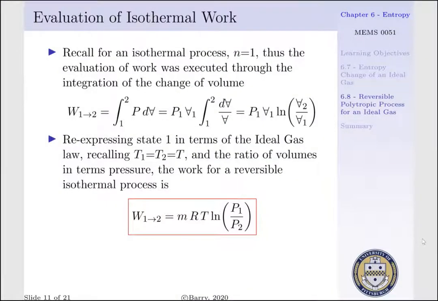Recall for an isothermal process, our polytropic index was equal to unity, and thus the evaluation of work was executed through the integration of the change of our volume. That is, work from state 1 to state 2 is equal to the integral from state 1 to state 2 of PdV, which would be equal to P1 V1 times the integral from state 1 to state 2 of 1 per V dV, which was equal to P1 V1 times the natural log of V2 per V1. If we re-express state 1 in terms of the ideal gas law, recalling that our temperature is the same, and the ratio of volumes in terms of pressure, the work for a reversible isothermal process would be work going from state 1 to 2 being equal to mass times our gas constant times our temperature times the natural log of P1 per P2.